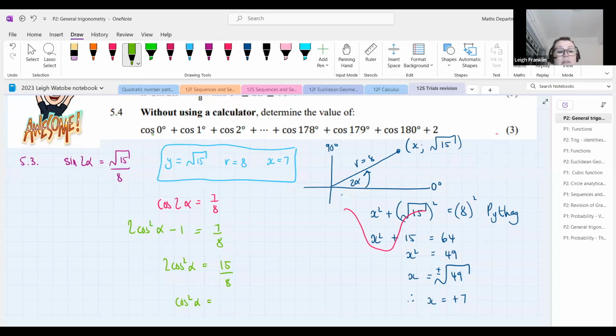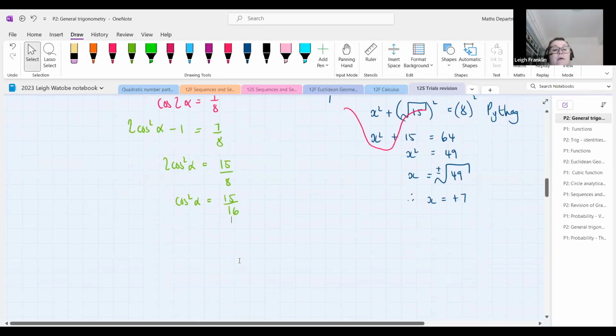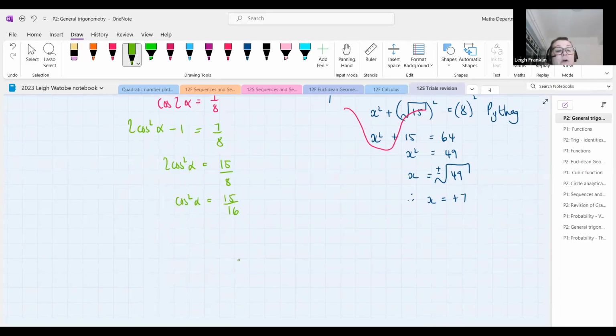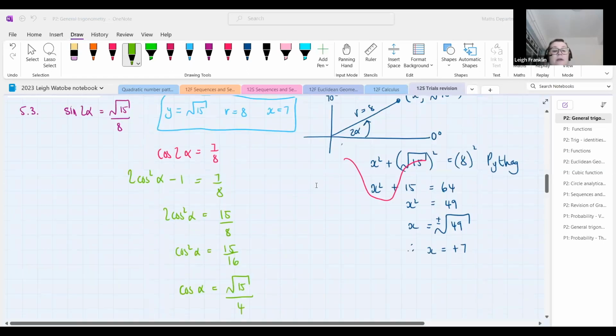That would be 15 over 16. And now we are almost there. Okay, to get cos alpha on its own, we have to take the square root. So it would be the square root of 15 over 4. Square root of 15 over 4 when we take the square root on both sides. Are there any questions?